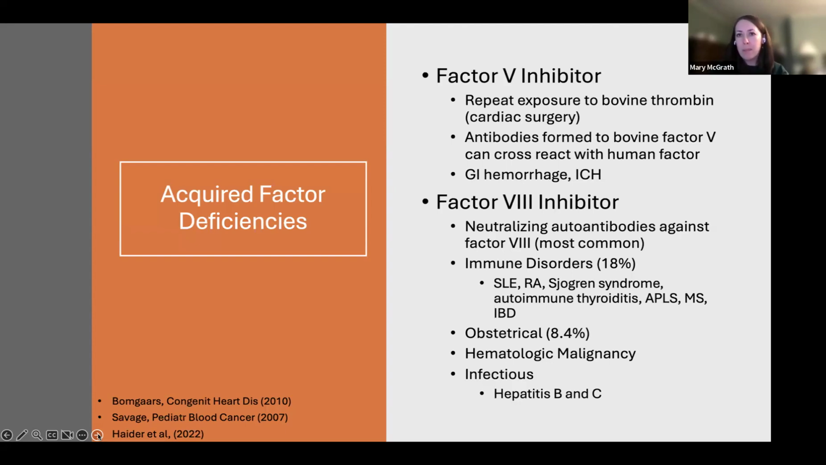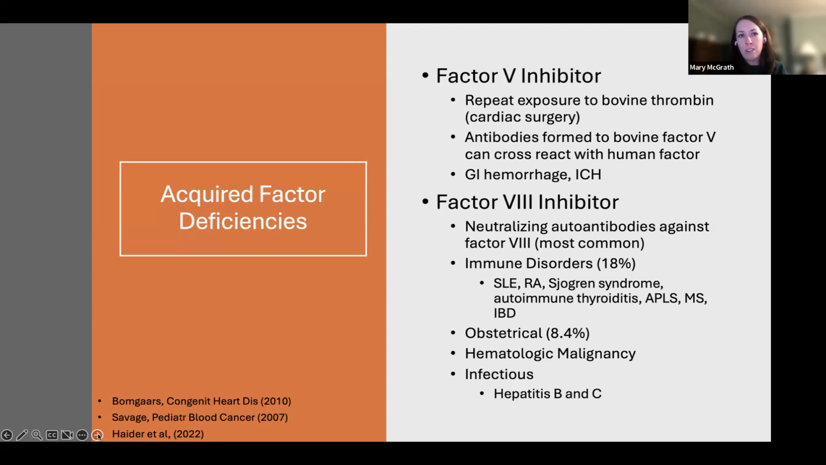But the bovine thrombin essentially is contaminated with coagulation proteins, in particular factor V. And upon repeat exposure to bovine thrombin, inhibitors can be formed to the bovine thrombin and to bovine factor V, which then can cross-react with our human factors as well. And antibodies typically will form about 7 to 10 days after exposure and then last for a few weeks to months in circulation.